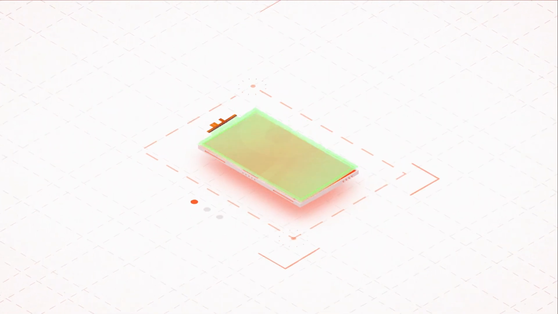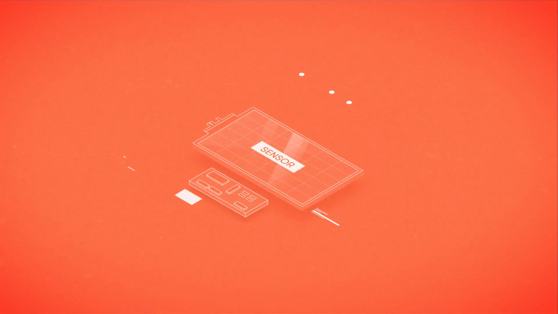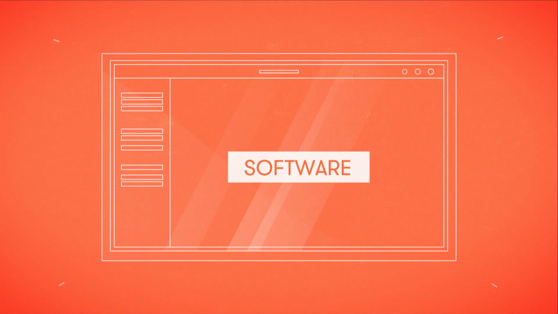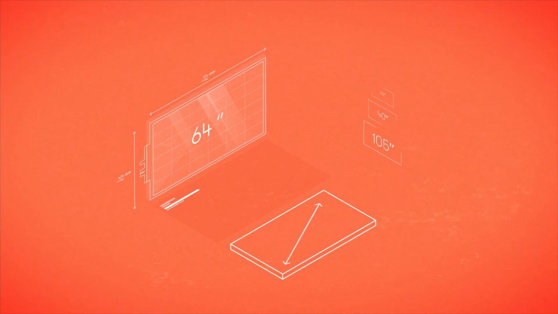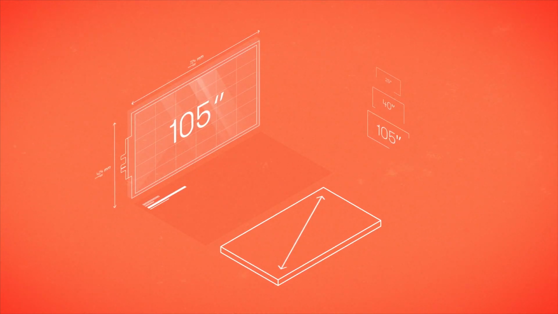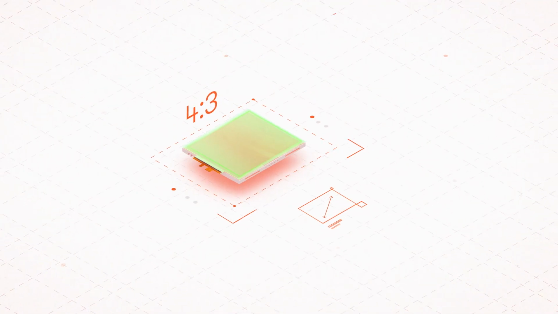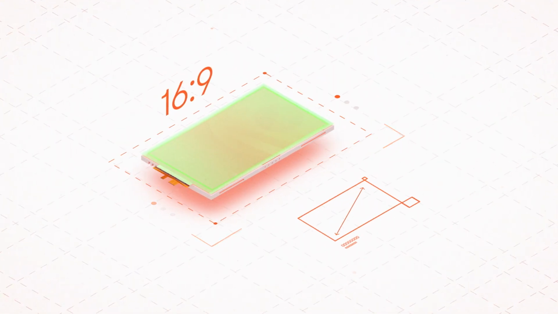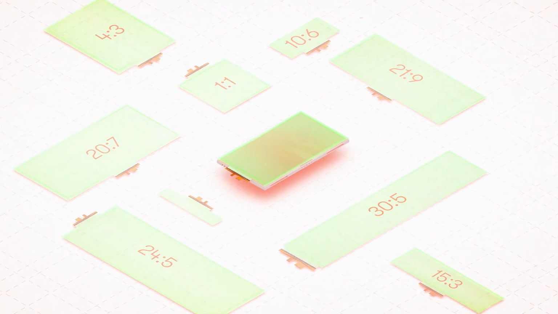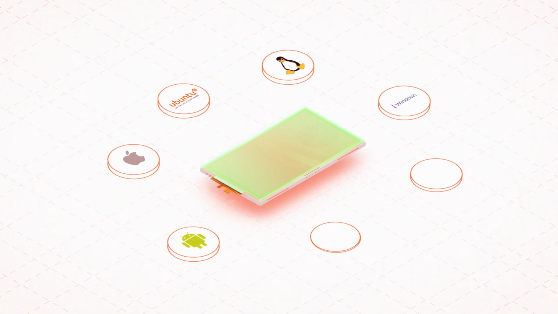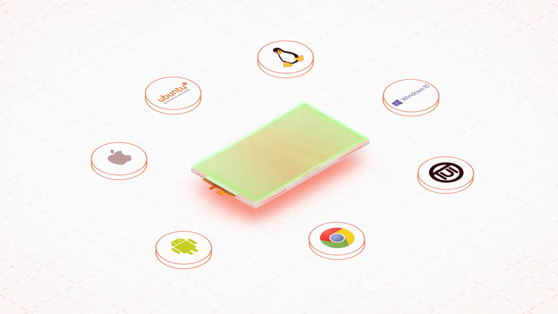Skin Ultra Fit is composed of a touch sensor, a touch controller, and software. The touch sensor is a transparent flexible film available in sizes from 20 inches up to 105 inches in standard formats like 4x3 or 16x9 and in customized formats. Skin Ultra Fit is compatible with a wide variety of operating systems.